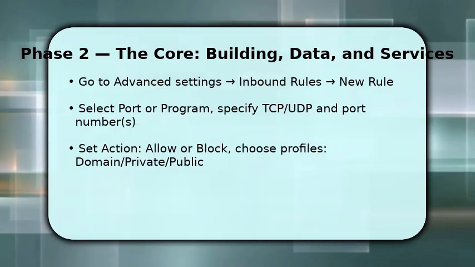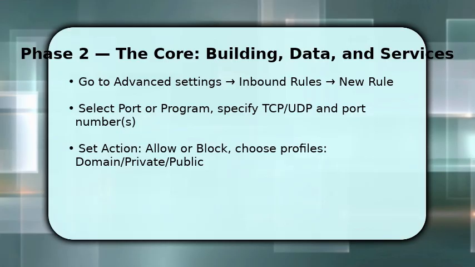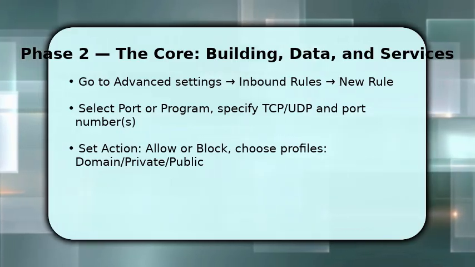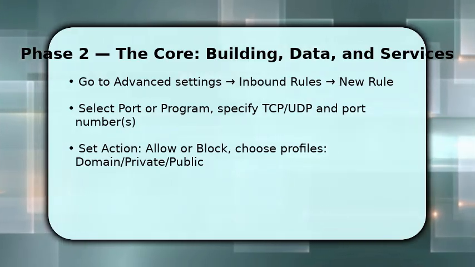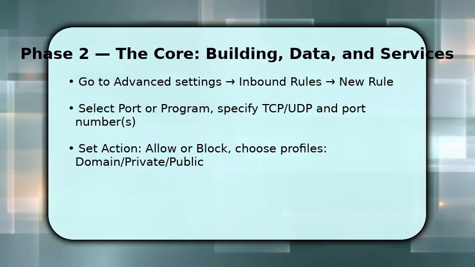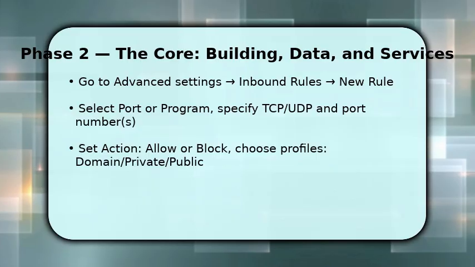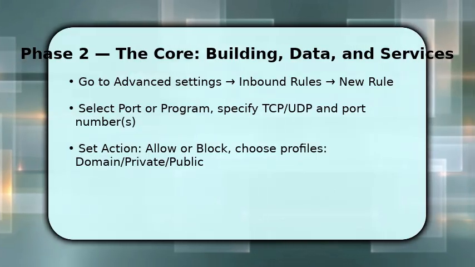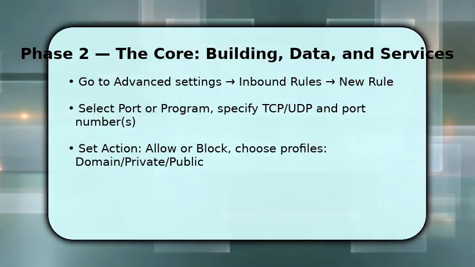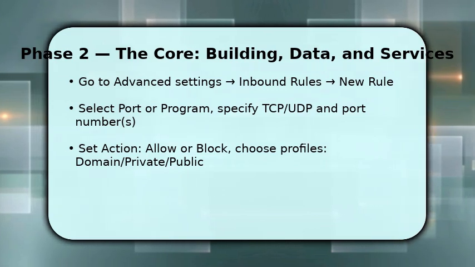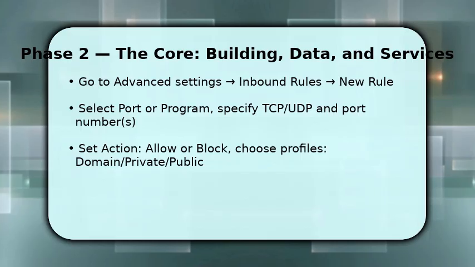Specify TCP or UDP and enter port numbers like 80, 443, or a custom range. Next, choose Allow or Block and apply the rule to domain, private, or public profiles. This prevents overexposure. Finally, name the rule clearly so you can find it later. Description fields help others understand why it exists.